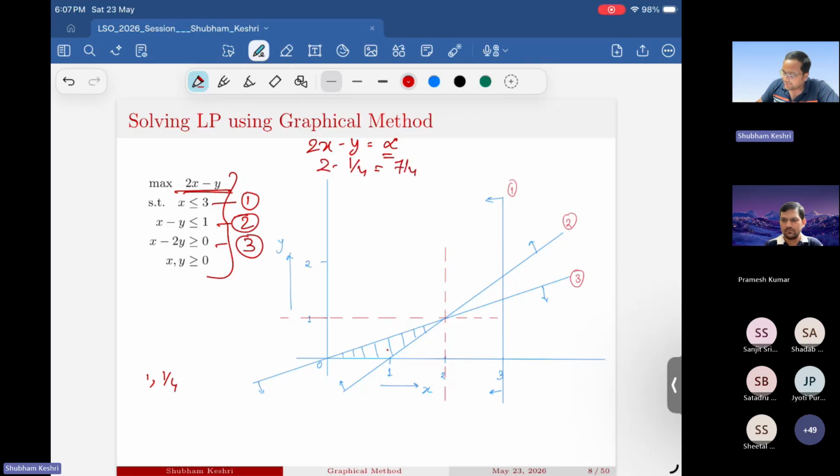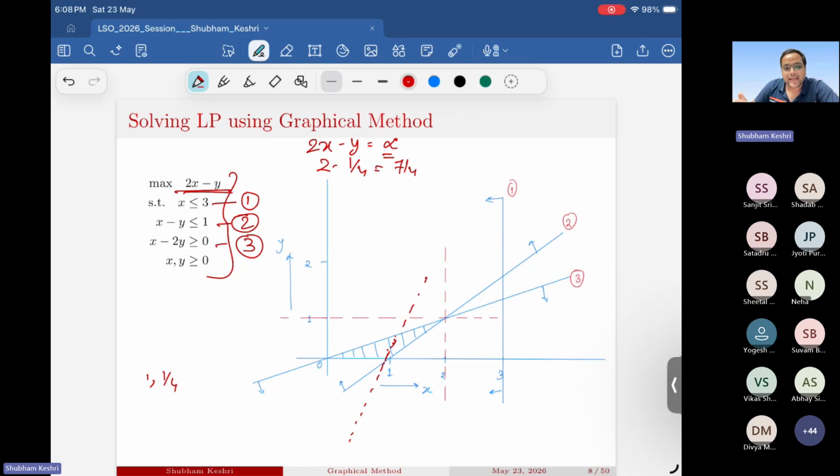Okay, and we will draw this line. So suppose this is the line. It may not be accurate because I am just drawing it by hand. Now this line is known as the ISO cost line. Why? Because the value of the objective function does not change if you move along the line. Every feasible point on this line has an objective function value of 7/4.